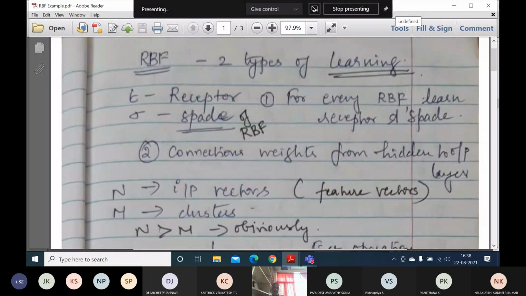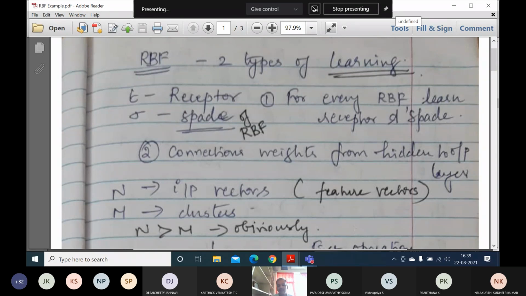For every RBF unit available in the hidden layer, we need to create an RBF learning procedure. Through this RBF learning, we are trying to identify two things: T and sigma. T is the receptor of this RBF, and sigma is the spade of the RBF. The second type of learning is the connection weights from the hidden to the output units.